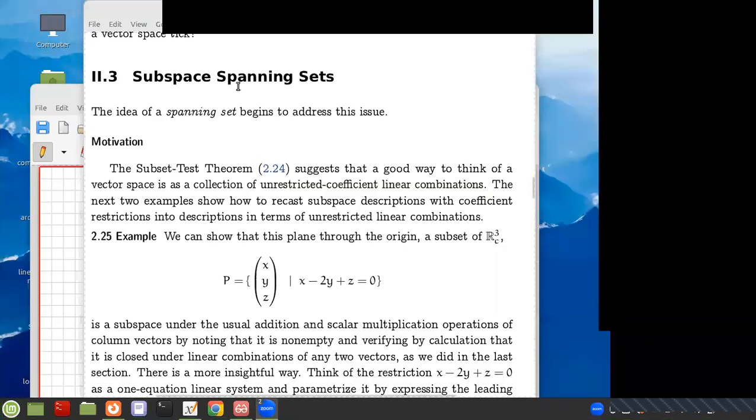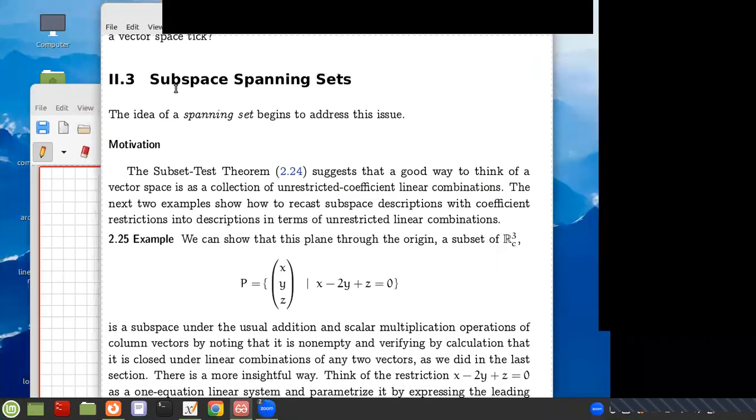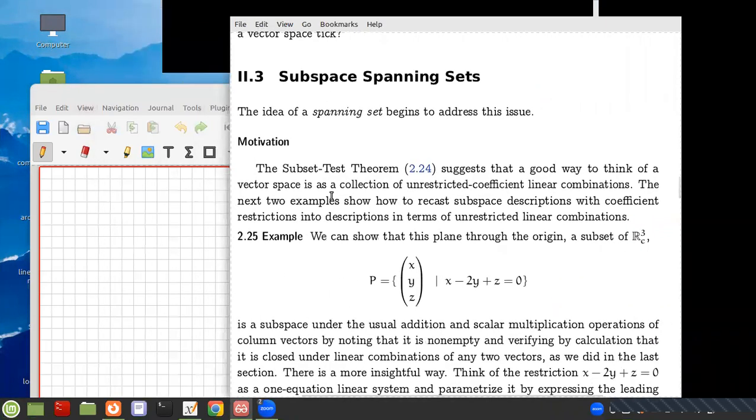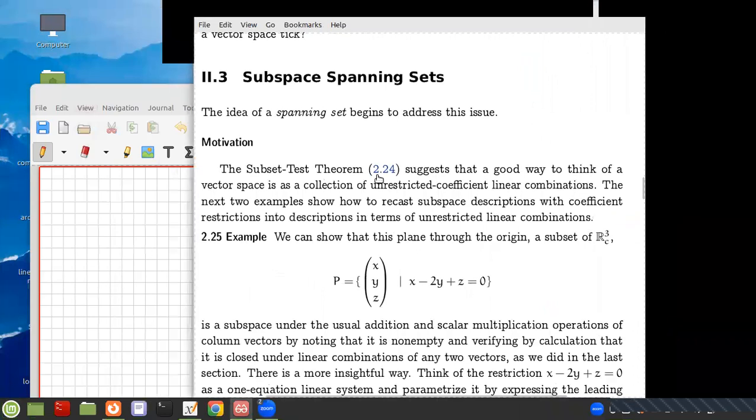The remaining topic that we have to do that has to do with vector spaces directly is the idea. Last time we dealt with the idea of vector spaces and subspaces, which are examples of vector spaces. And so we have a new concept now called spanning sets, and the idea that we can write a vector space as the span of some other set. This is suggested by the subset test theorem.